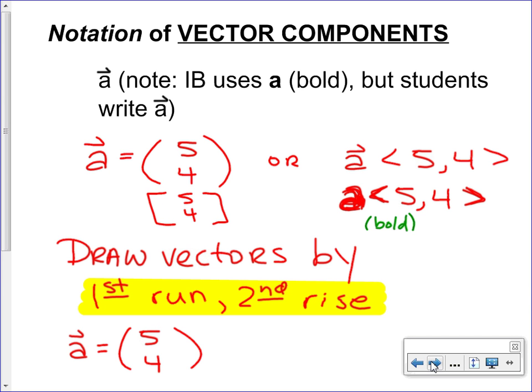When you are writing about vectors, it's rise over run. So for example, sorry about that, run over rise. So the top one is your x coordinate and the bottom one is your y coordinate. That's what all that means.